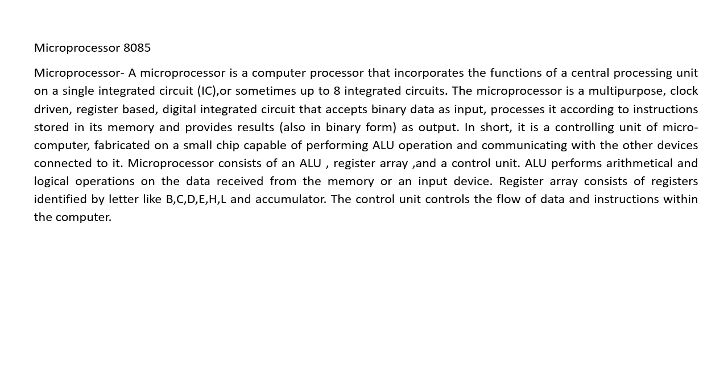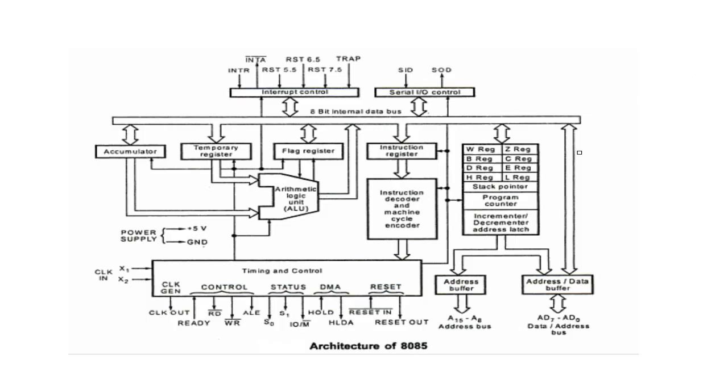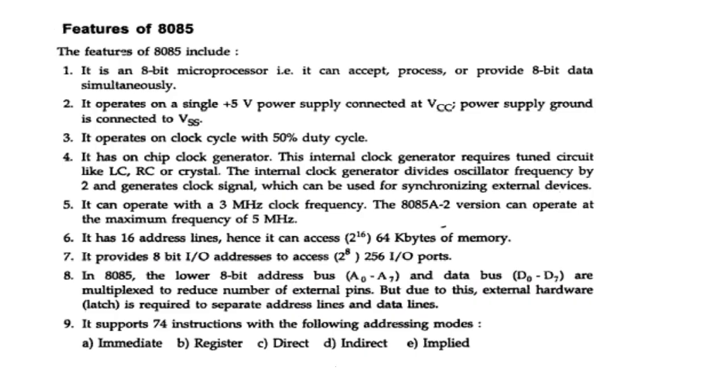So I think the definition is clear to you, and it is a digital device. It takes another input from the temporary registers or other registers, and this will perform the operation, and the output will be in the accumulator. So this is nothing but the architecture of 8085, which has the address bus, data bus, and the data bus structure. Okay, so these are the features of 8085.